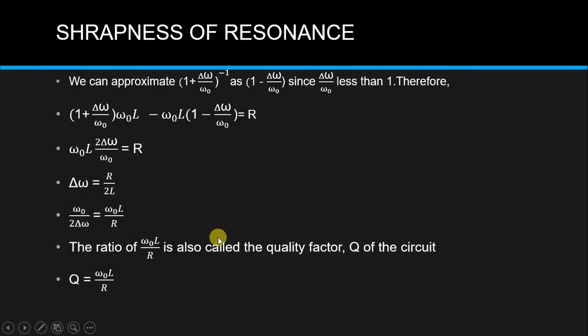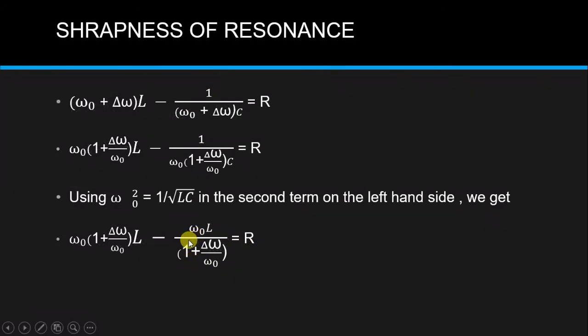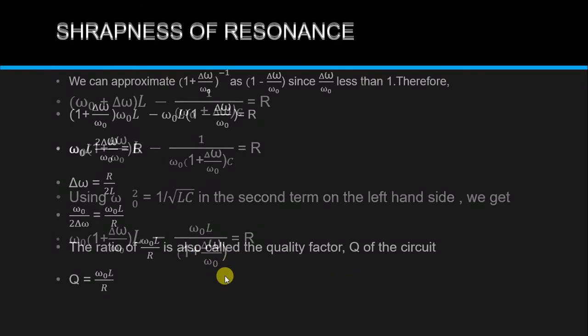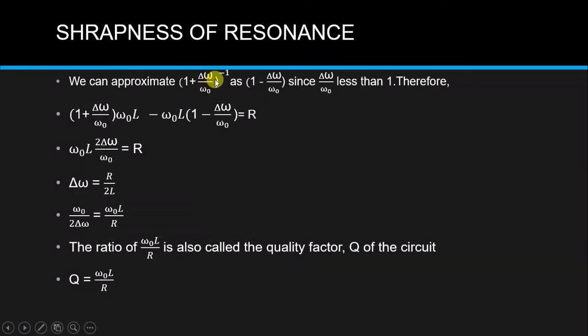So in this slide, now we can approximate the value 1 plus delta omega upon omega 0. So this is the value of C. From this value 1 plus delta omega upon omega 0, now we come to the numerator, where it will become a minus 1.